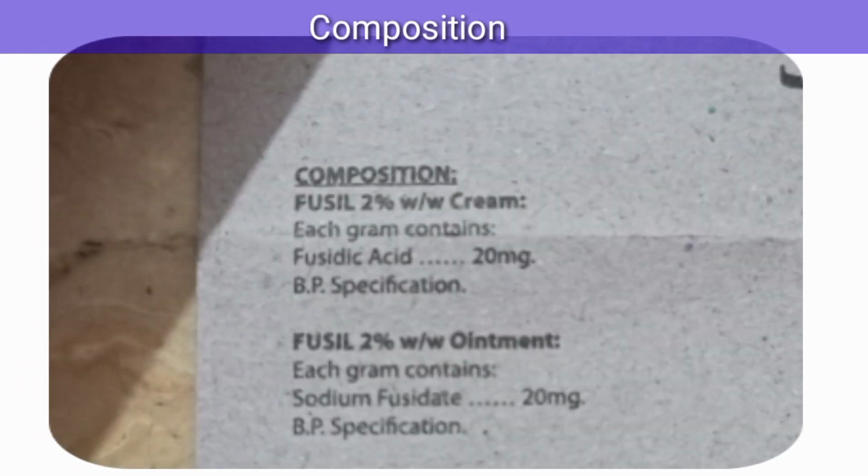Composition: Fusil 2% weight by weight cream. Each gram contains fusidic acid 20 mg/bp. Specification: Fusil 2% weight by weight ointment. Each gram contains sodium fusidate 20 mg/bp.